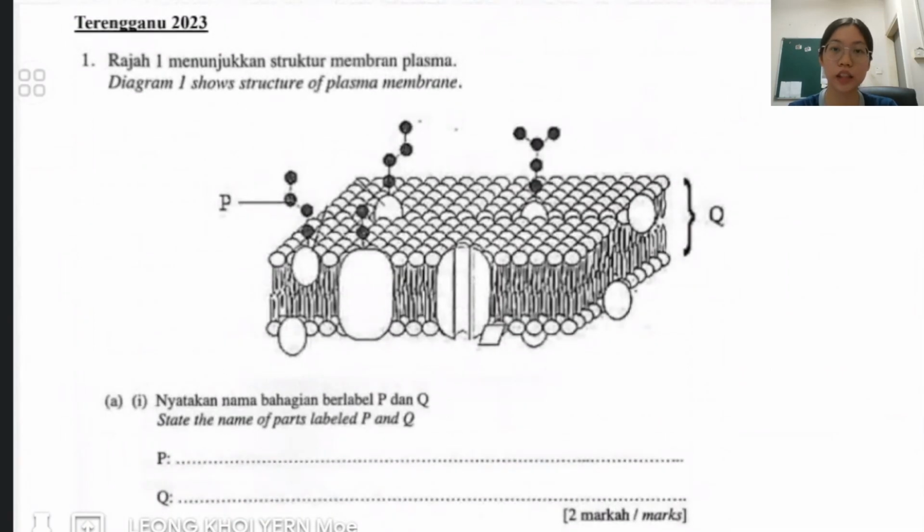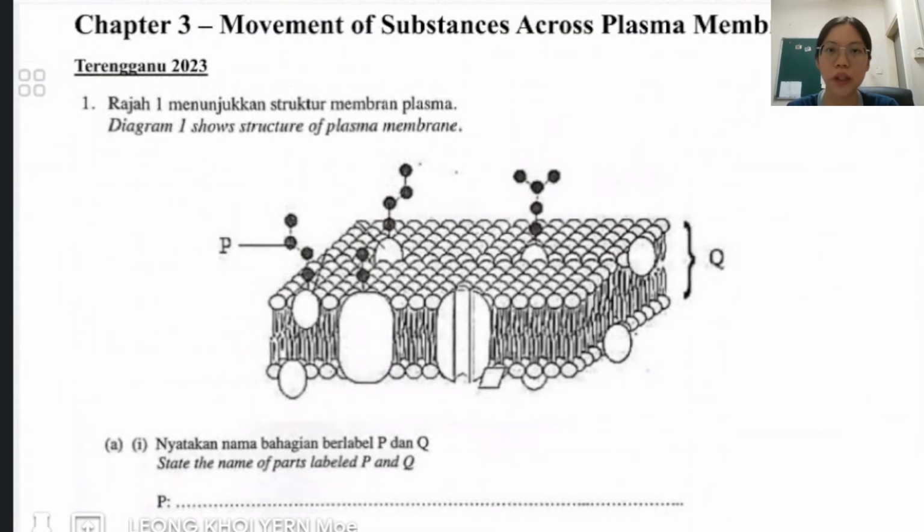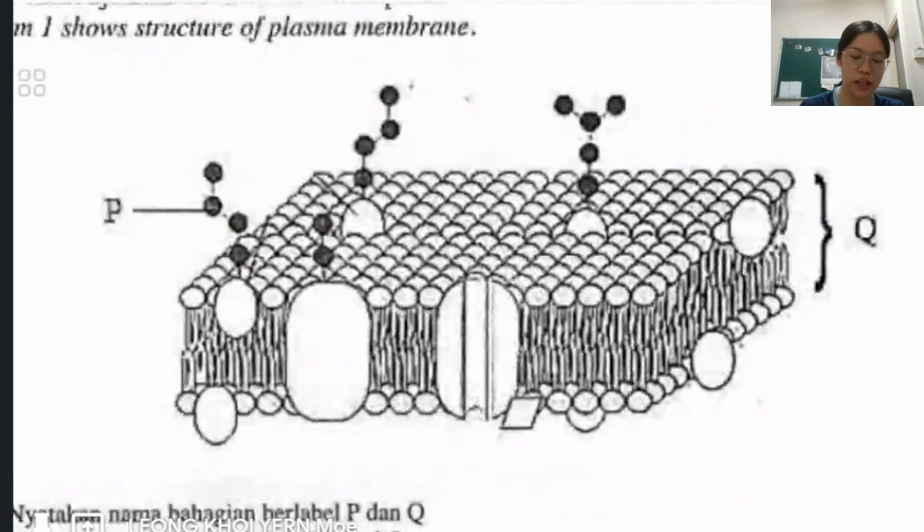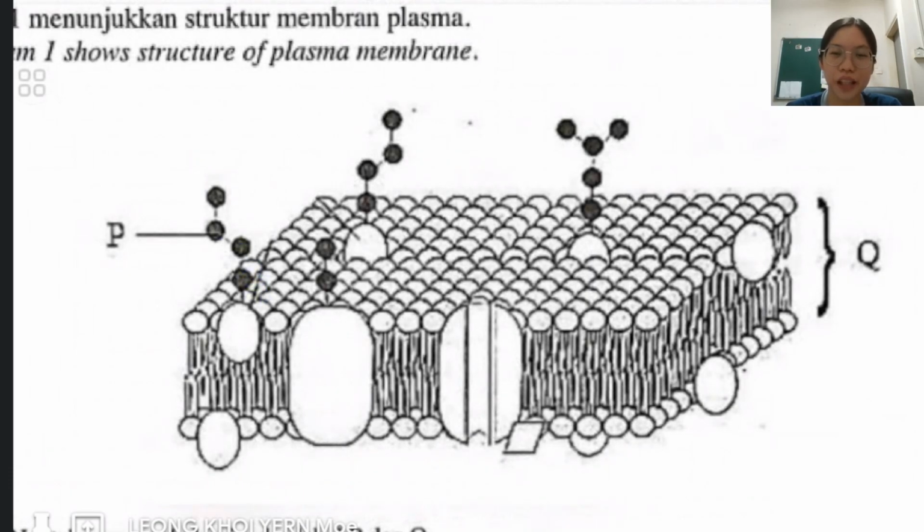So let's take a look at this question that came out in the Terengganu paper. The diagram shows the structure of a plasma membrane. State the name of the parts labeled P and Q. So what is actually this small thingy that floats on top? It's not floating, it's actually attached to it a bit.